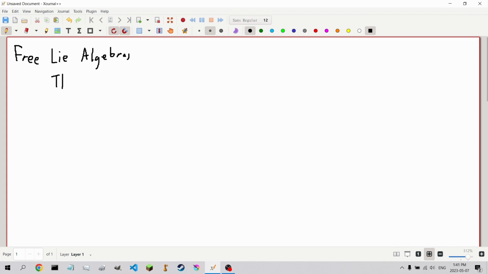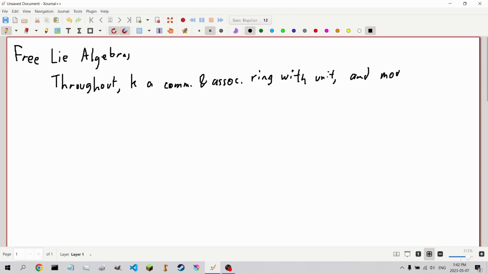And throughout this topic, throughout this whole chapter, which I will probably mention when the chapter's over, we're going to have K be a commutative and associative ring with unit, and all modules and algebras will be over K.